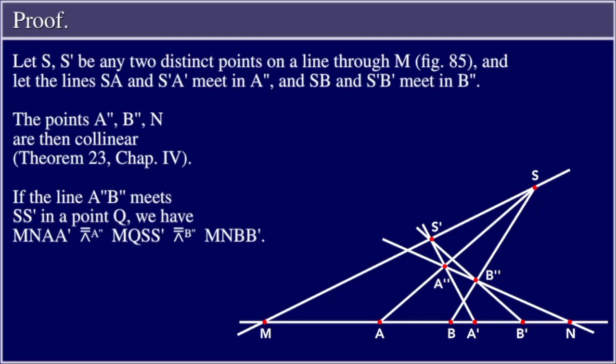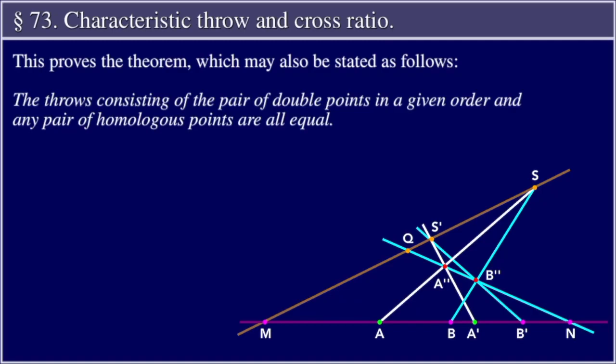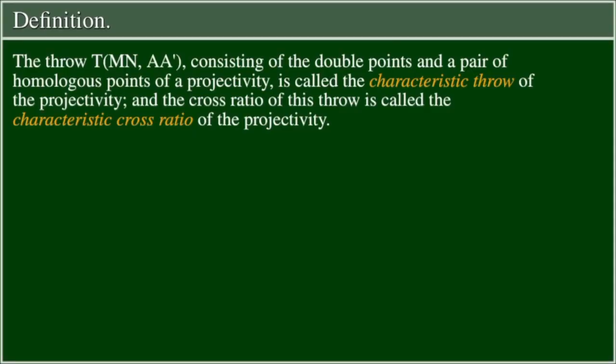By Theorem 23, Chapter 4, if the line A''B'' meets SS' in a point Q, we have MNAA' perspective with center A'' to MQSS', perspective with center B'' to MNBB'. This proves the theorem, which may also be stated as follows. The throws consisting of the pair of double points in a given order and any pair of homologous points are all equal.